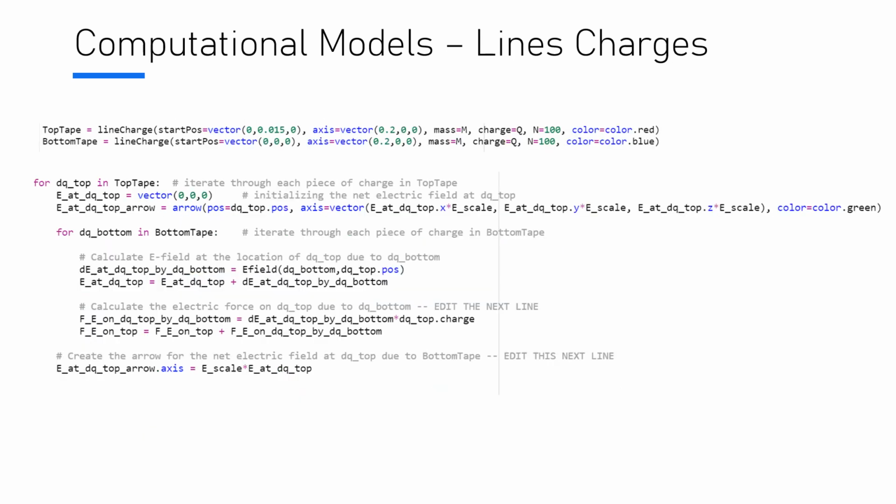The other model analyzed was the line charge model, in which we did not assume that the tape was a single point charge. Here you can see the changes done to the code to obtain the gravitational force as well as the magnitude of the electric field for a line charge.